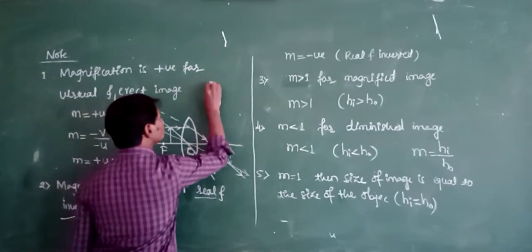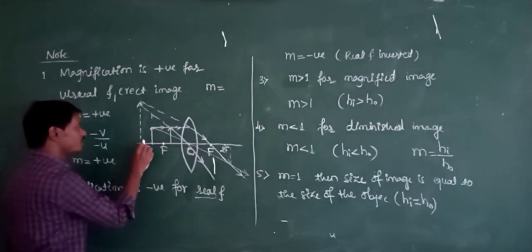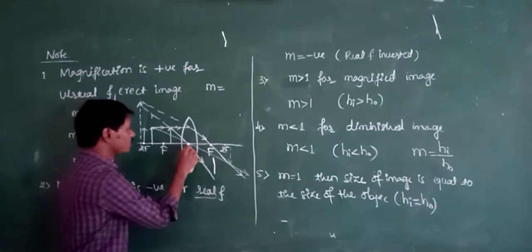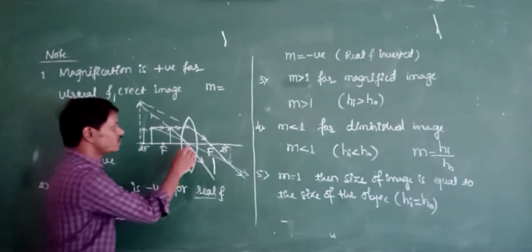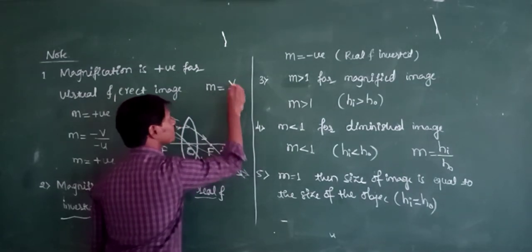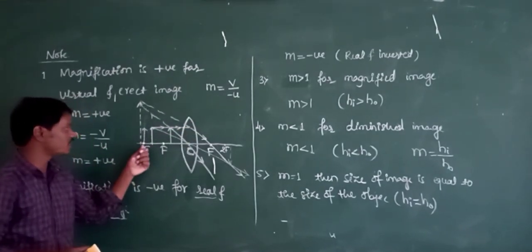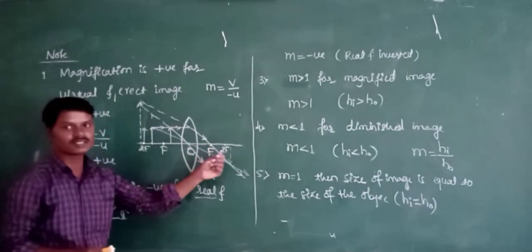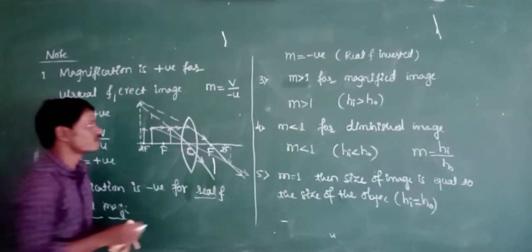We can write m. When the object is at 2f, the object distance is -u, and where will its image be formed? Its image will be formed at 2f again. But here the image distance is plus v. Image distance is plus v, object distance is -u. But when the object is at 2f, the image is also formed at 2f. Means the object distance and image distance are both equal from the optical center. Then both get cancelled, we will get the answer -1.